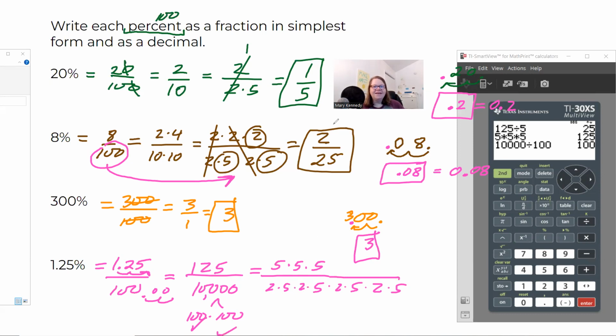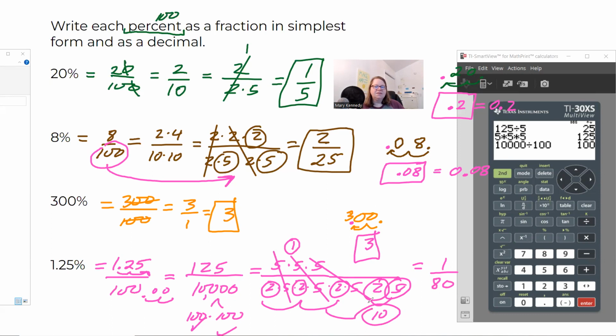Okay, so now I can cross out things that I see in common. So there are 5s on top and bottom. Oh, there's another set of 5s and a third set. Okay, so we're left with just 1s on top because everything else canceled out. And on the bottom, we have 2 times 2 times 2 times 2 times 5. Okay, so this is going to be 1 over. 2 times 2 is 4, times 2 is 8, and then 2 times 5 is 10. That's easier for me to do. 8 times 10 is 80. So this as a fraction is 1 over 80.